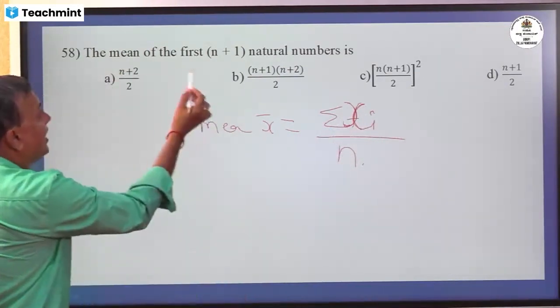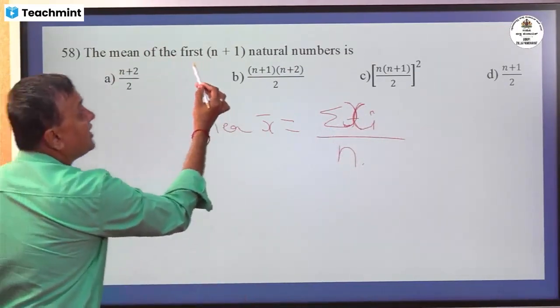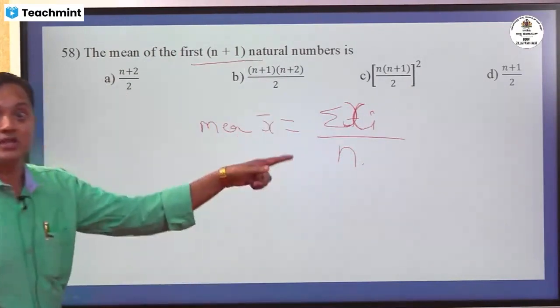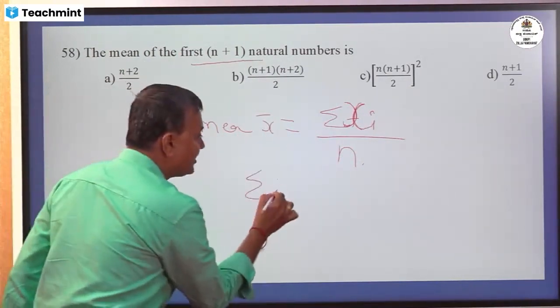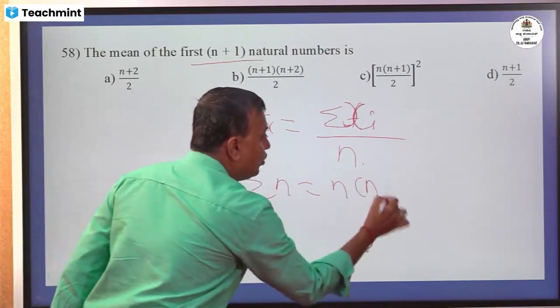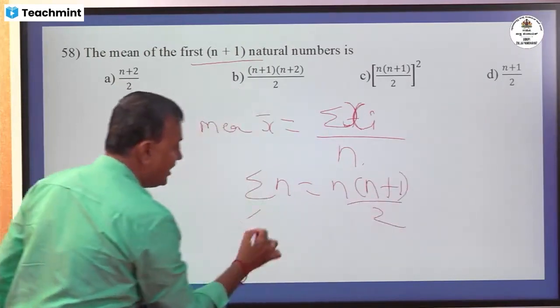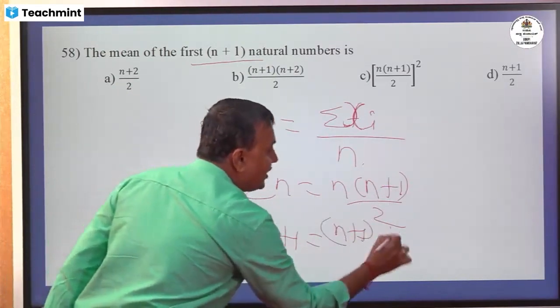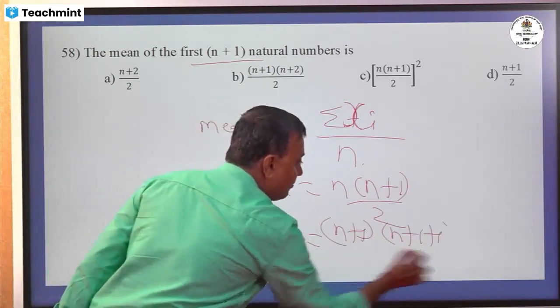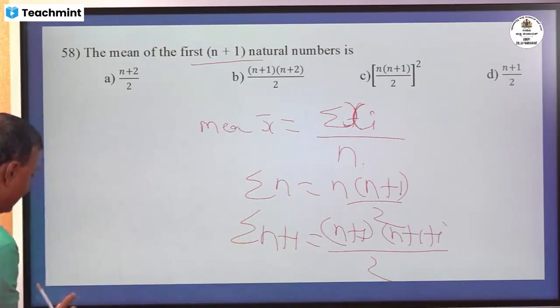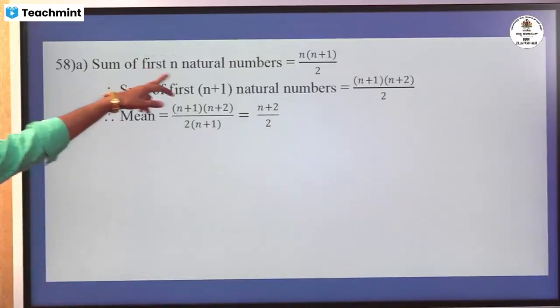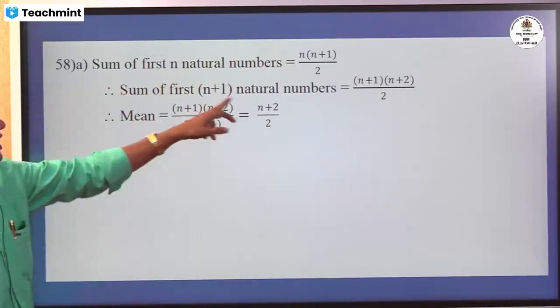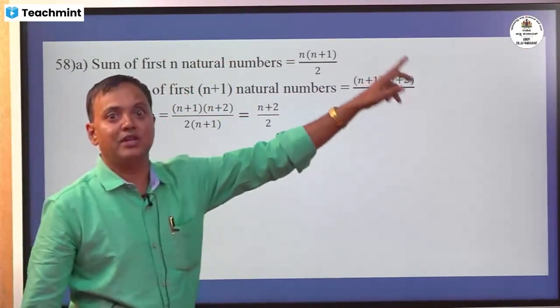So here, the mean of the first n plus 1 natural numbers. We know the sigma n formula, n into n plus 1 by 2. What is the sigma n plus 1 formula? n plus 1 into n plus 1 plus 1 by 2. So the sum of the first n plus 1 natural numbers is n plus 1 into n plus 2 by 2.